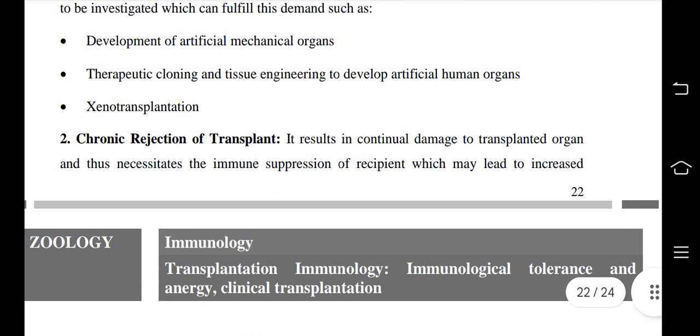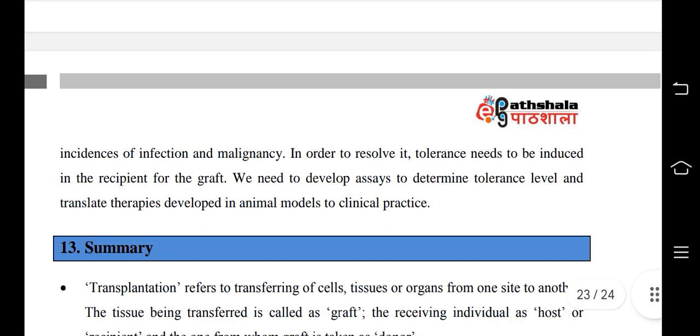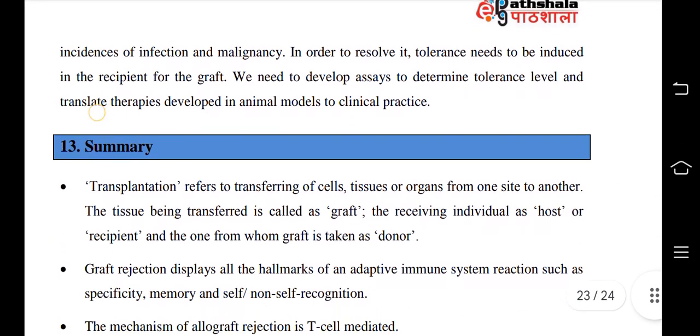Then chronic rejection of transplant. It results in continual damage to the transplanted organ and this necessitates the immune suppression of the recipient, which may lead to increased incidence of infection and malignancy. In order to resolve it, tolerance needs to be induced in the recipient for a graft. We need to develop assays to measure tolerance level and translate therapies developed in animal models to clinical practice.